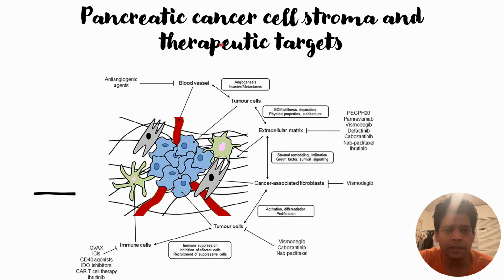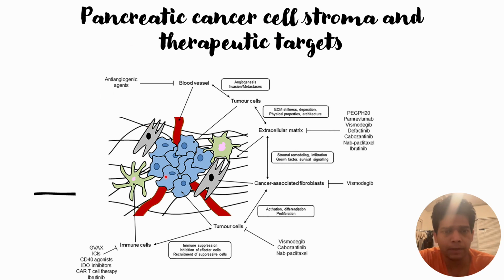In this video, we will discuss the pancreatic cancer stroma and the therapeutic targets that are used to disrupt this stroma at different sites. After that, we will end this video with a brief overview of the cancer-associated fibroblast and how it contributes to the aggressiveness of pancreatic cancer.